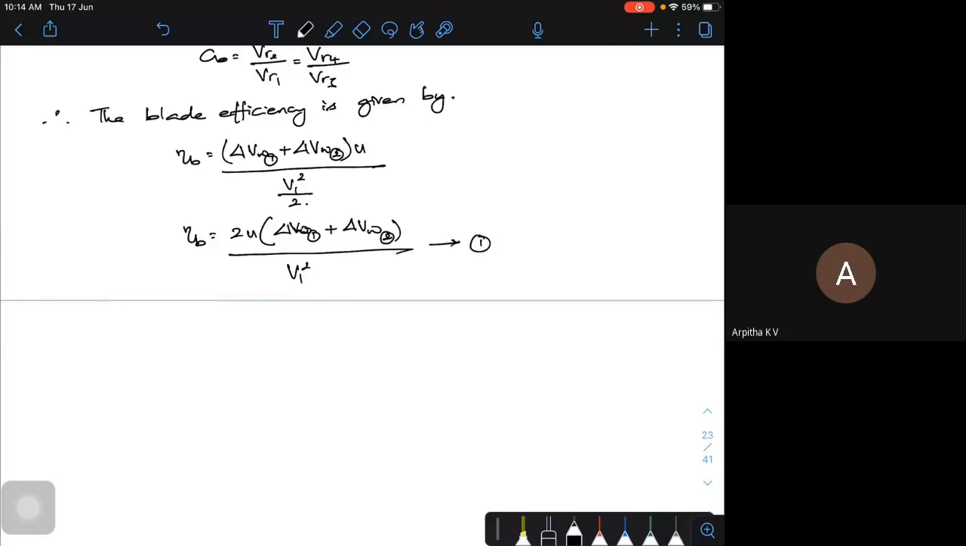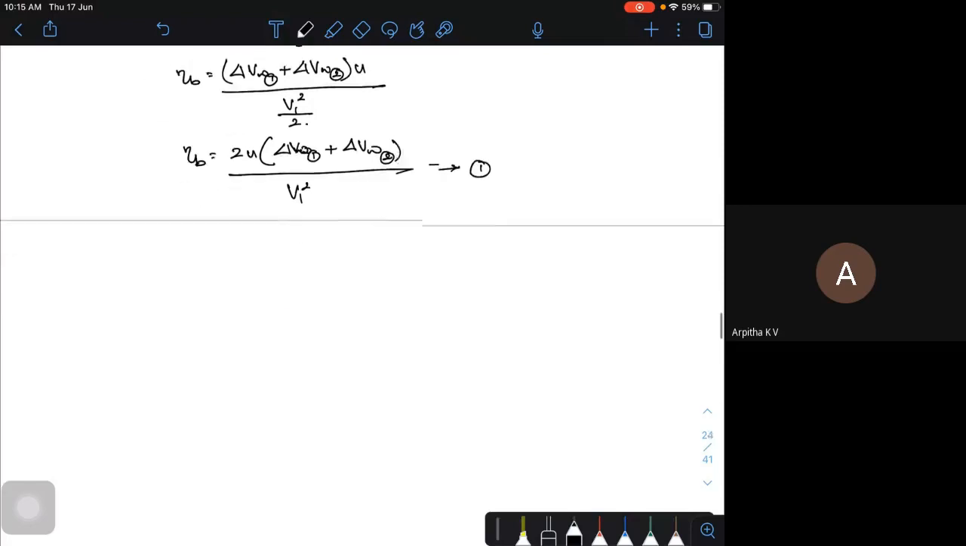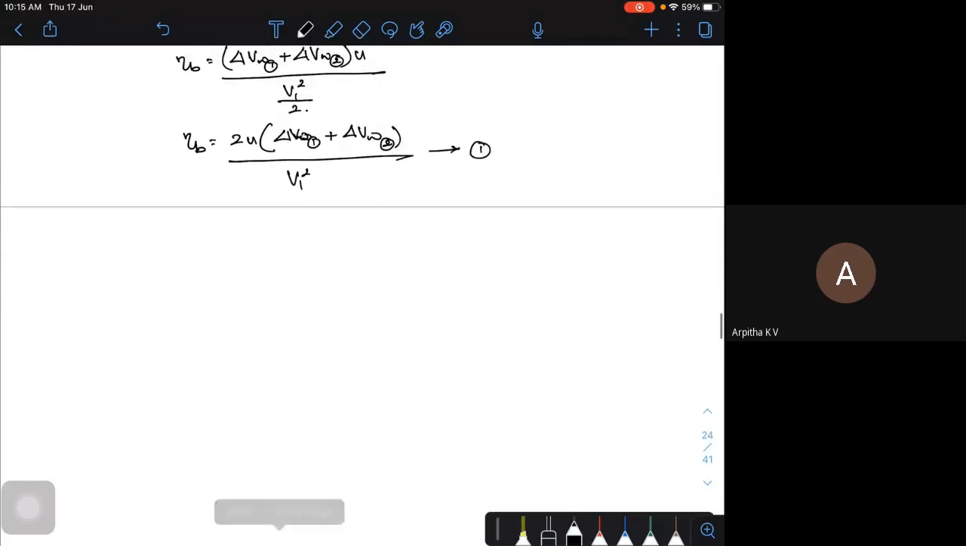Let me call that expression number 1. Now, let us go to the velocity triangles. From the inlet velocity triangle, for the first row, let me write for the first row, then we'll come to the second row one by one.